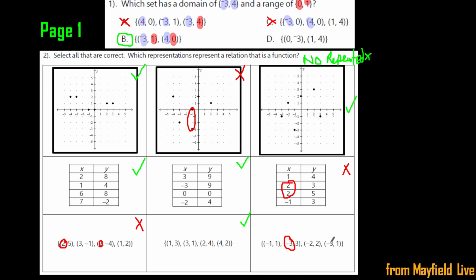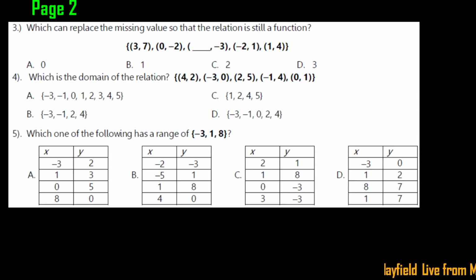So make sure you're looking at those x values first for those relation or functions. On the back, it looks like this. It says which can replace the missing value so that the relation is still a function. In other words, it's saying I cannot choose these values. I cannot choose a 3, I cannot choose a 0, I cannot choose a -2, and a +1.